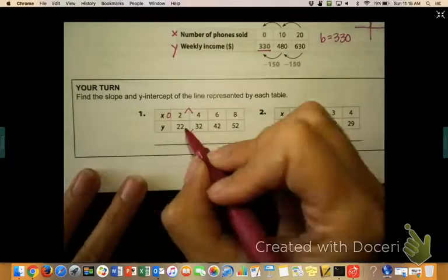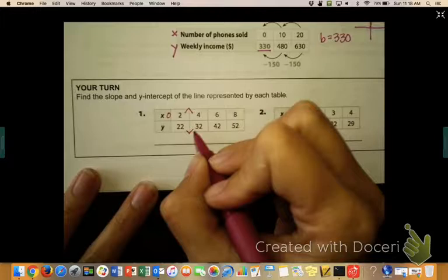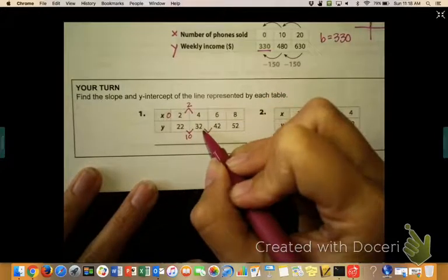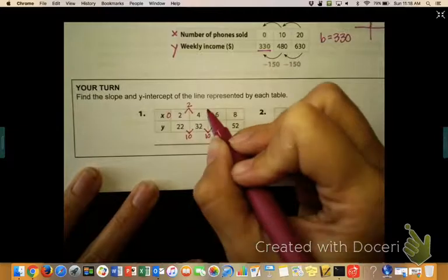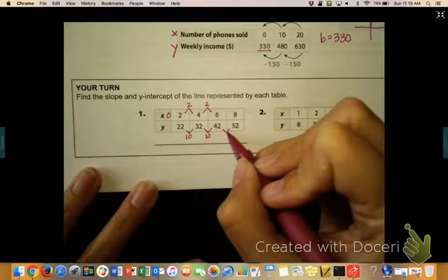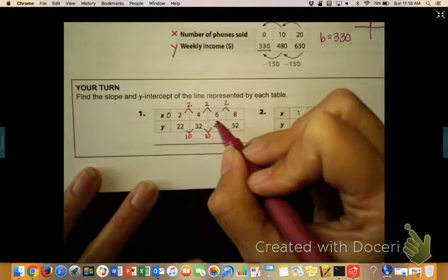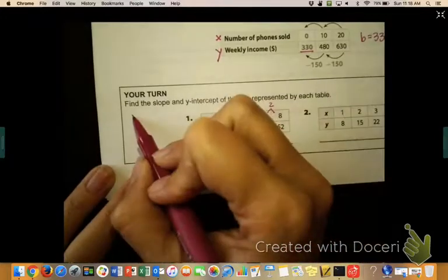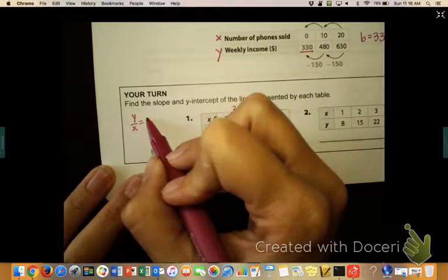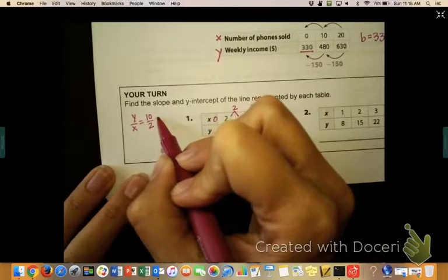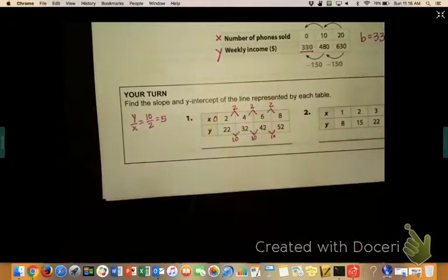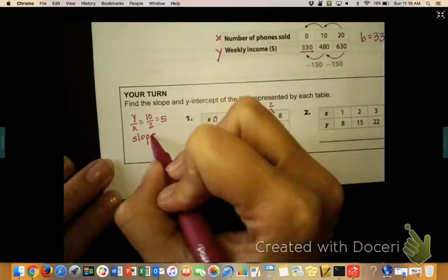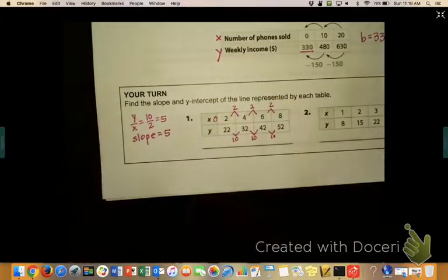Okay, so the change in y's from 22 to 32 is 10 per 2. Just to double check, we really kind of need to do a few more. So 10 per 2 there also, and 10 per 2 there also. So remember, to get your y's over your x's, flip it, and 10 per 2 is the same thing as 5 per 1, or just 5. So we know that our slope is 5. That's our constant rate of change.